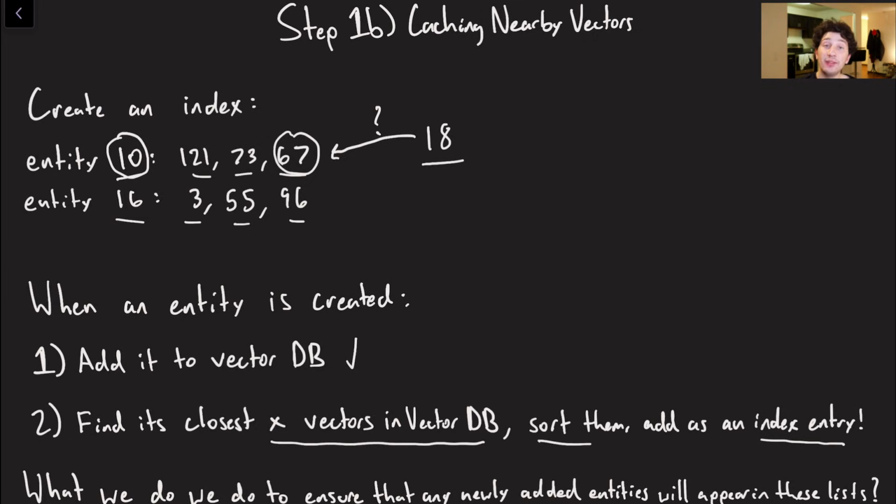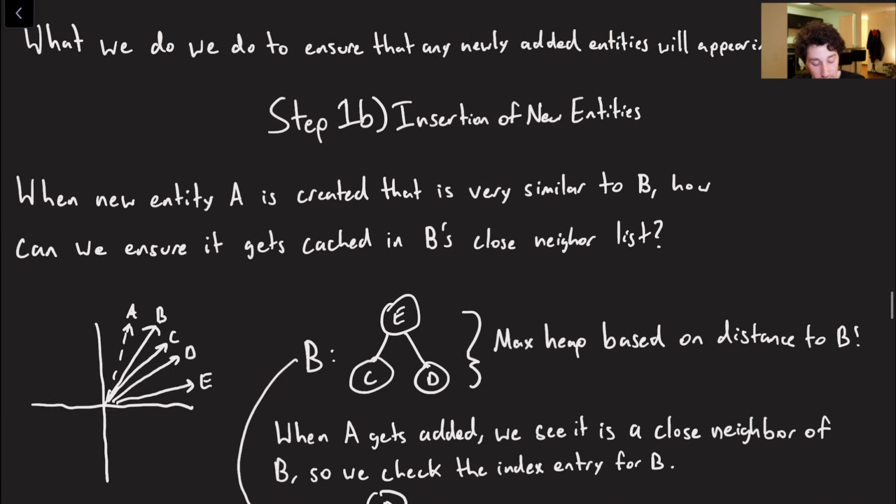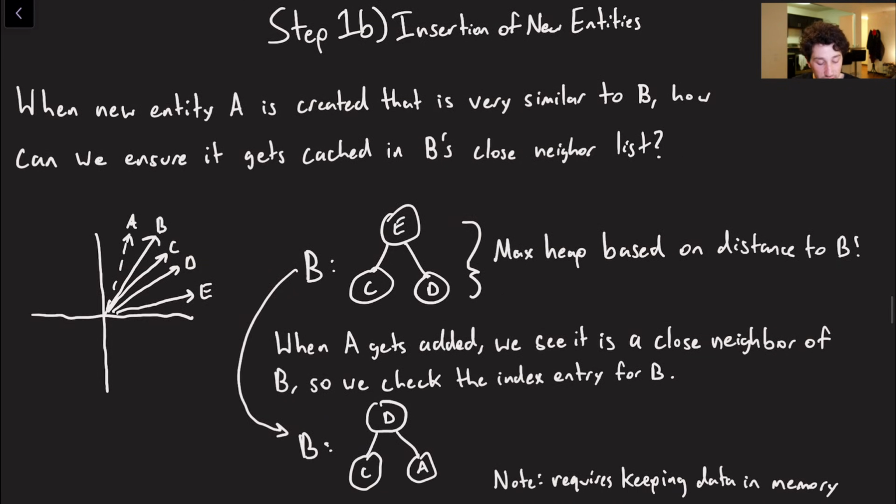How is it that we're actually going to go ahead and update our index? We're definitely going to update our vector database, but we also want to be able to propagate that over to our index. And perhaps it's possible that 18 is not just close to vector 10, but it's also close to entity 16. So we have to remove both of these and replace them with 18. Well, let's talk about that next.